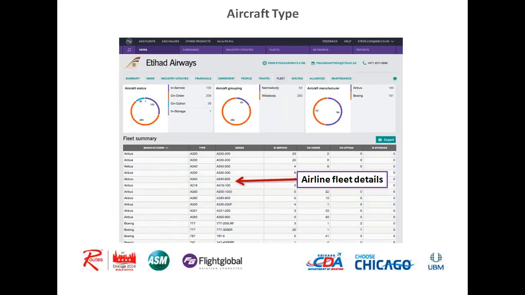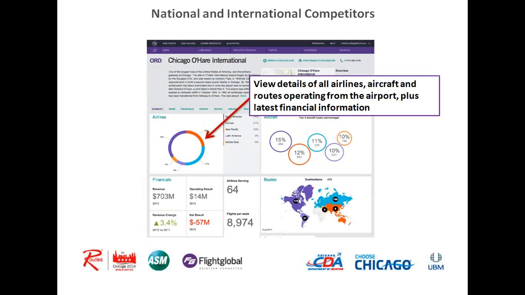We also maintain a database of all aircraft operated. So this will give you a view of all the aircraft that are operated by an airline, but also understand their future fleet development. As you can see here on the screen, it shows the orders for that airline.